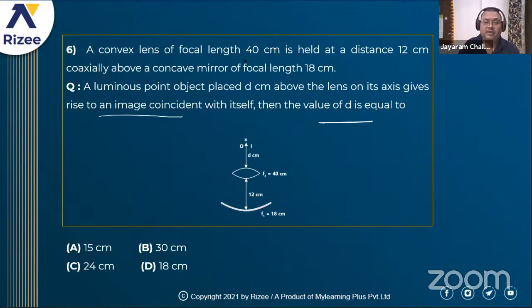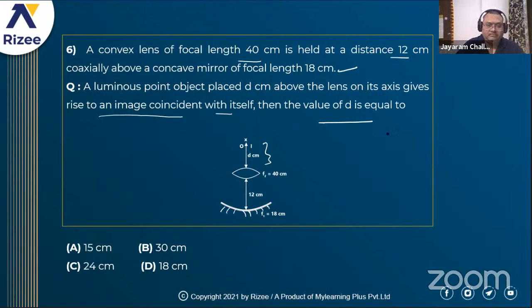Now a convex lens of 40 centimeters focal length is held at a distance of 12 centimeters coaxially above the concave mirror. This is your concave mirror. Exactly at 12 centimeters he has placed this particular lens, with the mirror's focal length 18 centimeters. Now a luminous object is placed at a distance of D centimeters above this one. The rays coincide with the image itself. Then what is the value of D?